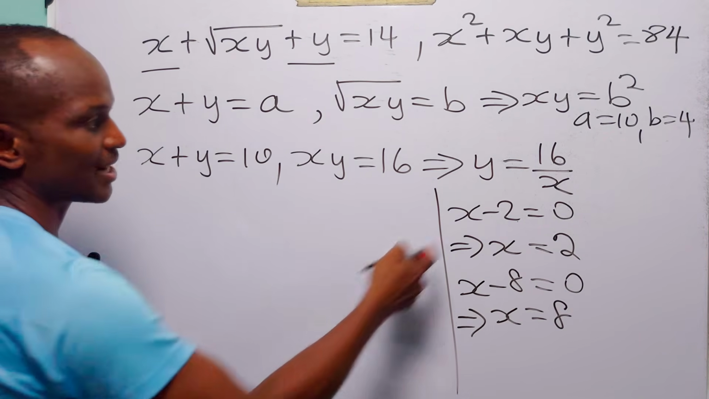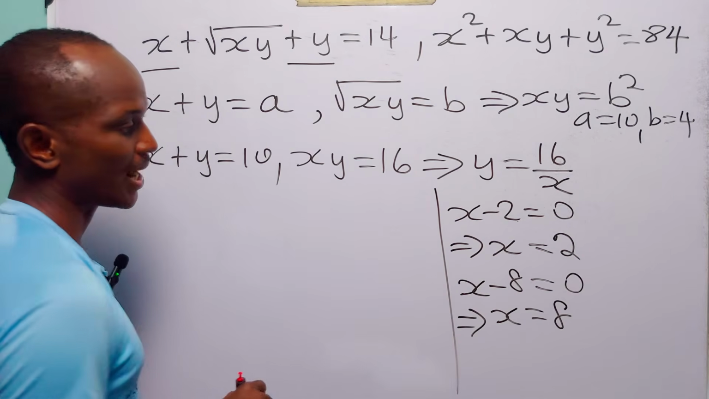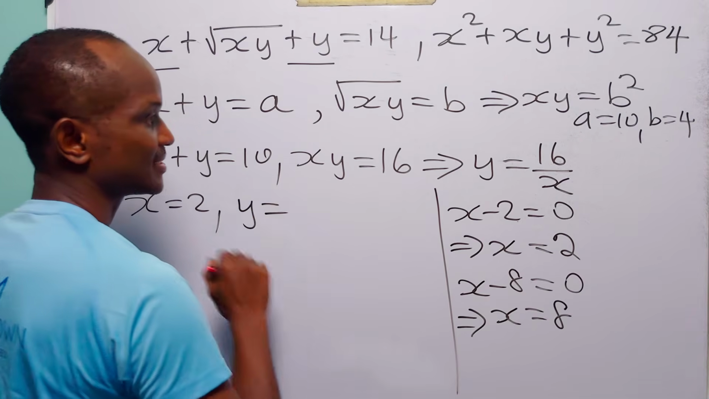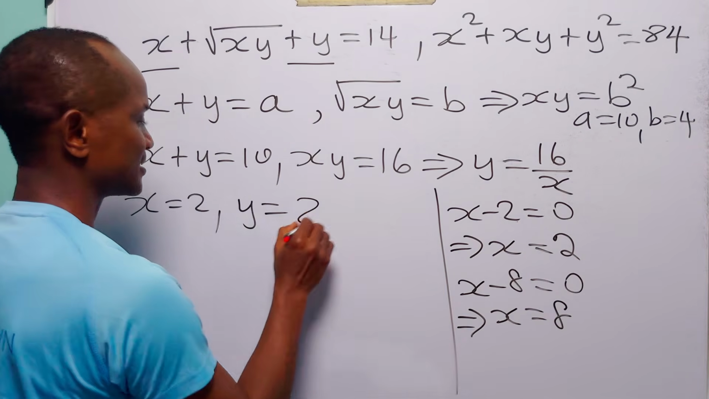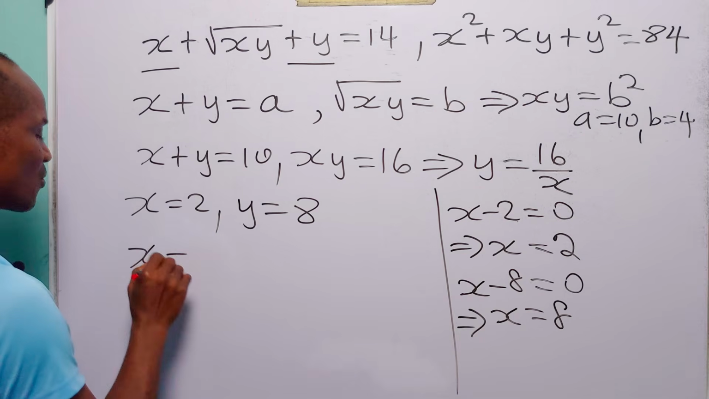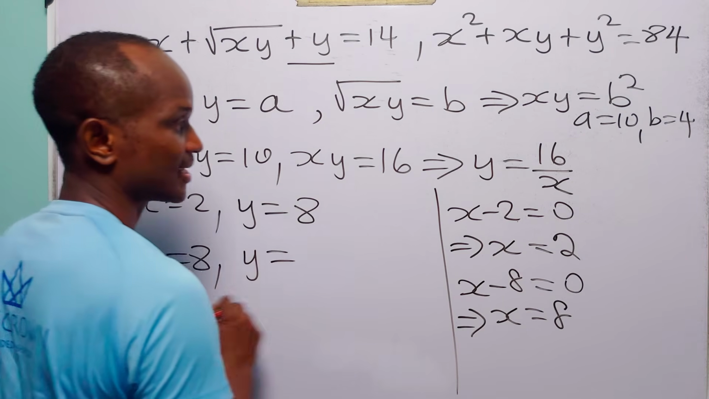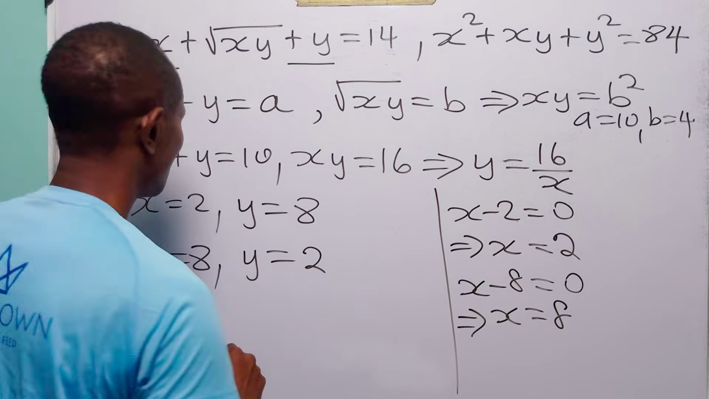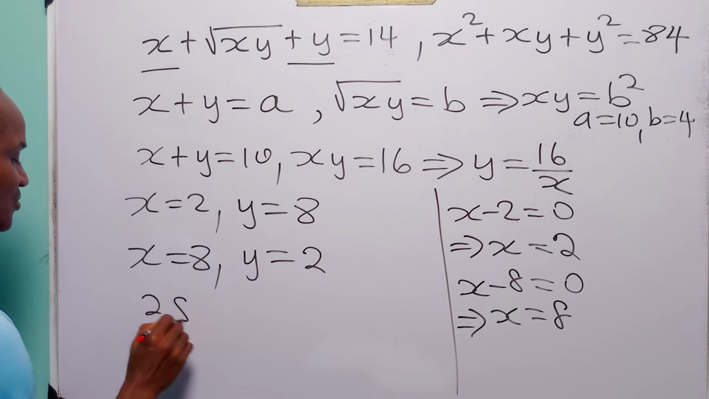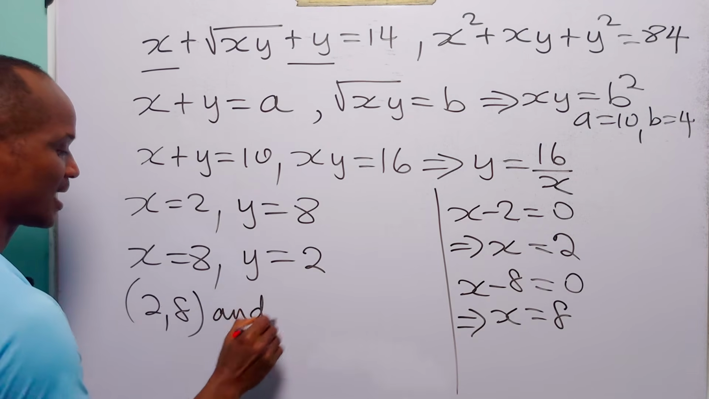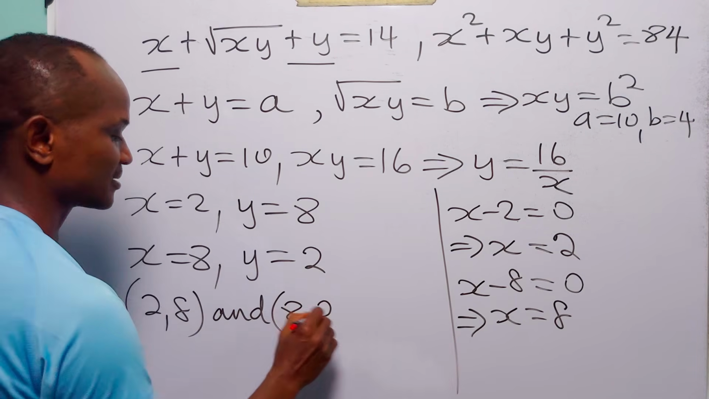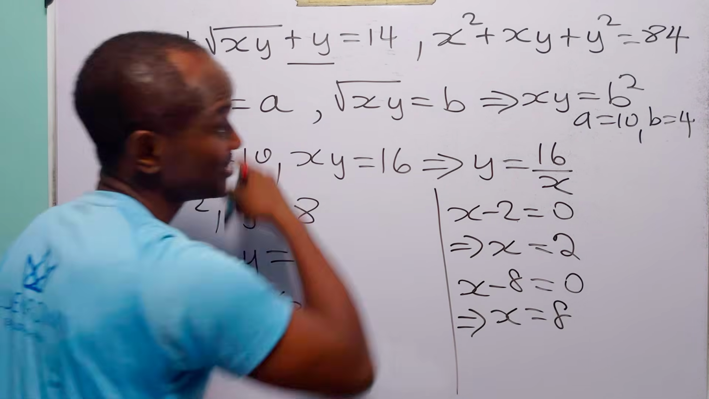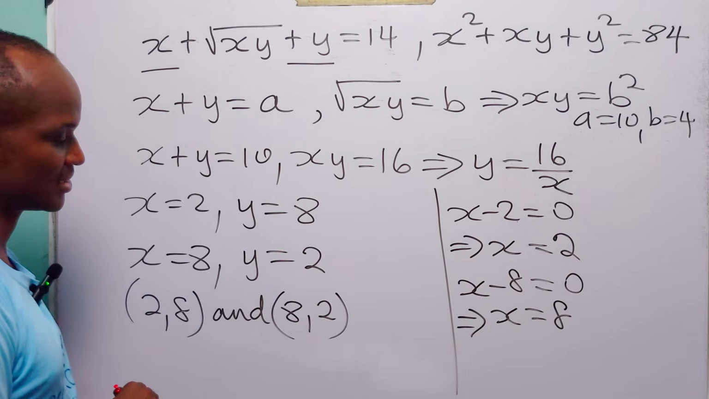And of course, now we go back to this equation to find the values of y. When x is equal to 2, y is equal to 16 over 2, which is 8. And when x is equal to 8, y is equal to 16 over 8, which is 2. So we have 2 points. The first point is (2, 8). And the second point is (8, 2). So these are the 2 points that satisfy these two simultaneous equations.